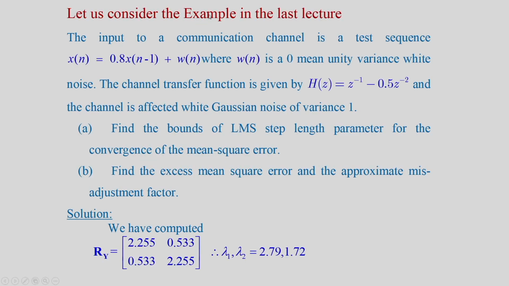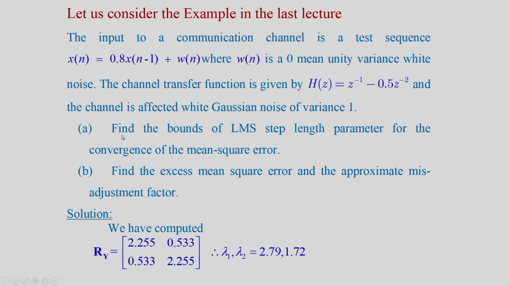Let us consider the example in the last lecture. The input to a communication channel is a test sequence given by x[n] = 0.8 x[n-1] + w[n], where w[n] is a zero mean unity variance white noise. This channel transfer function is given by H(z) = z^-1 - 0.5 z^-2, and this channel is affected by white Gaussian noise of variance 1.